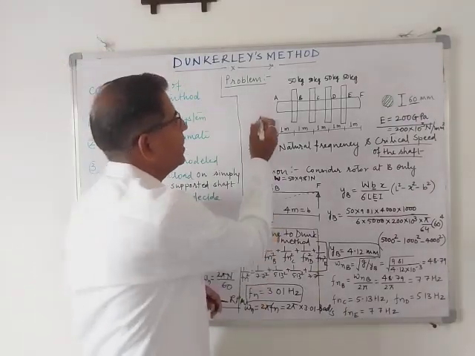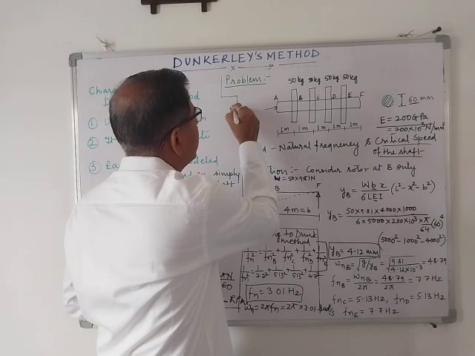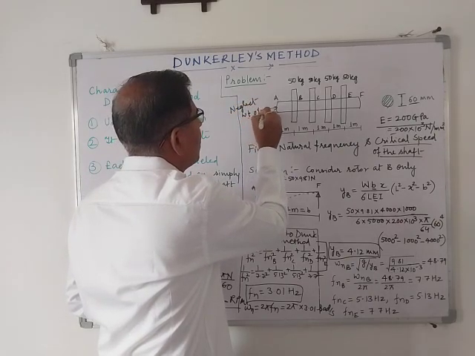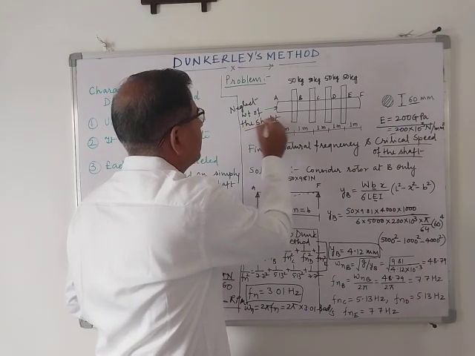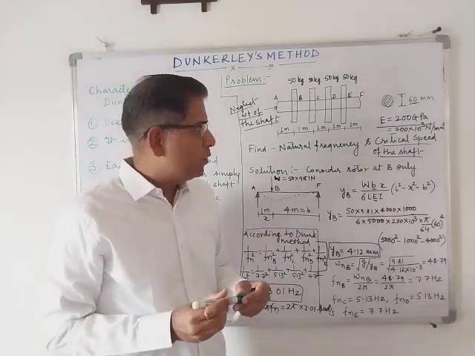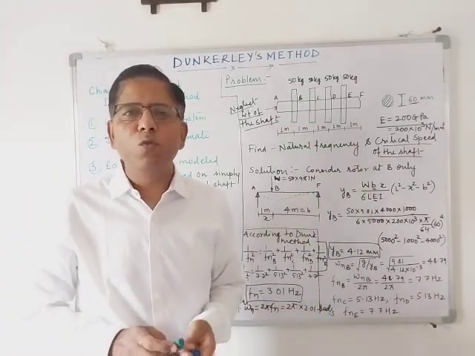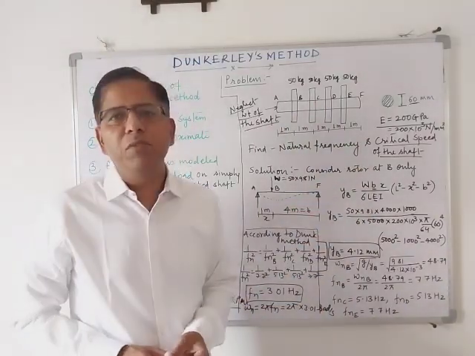Now in this problem we neglect the weight of the shaft. So I hope you understand the Dunkerley method and how the Dunkerley method can be used for finding the natural frequency and the critical speed of the shaft.